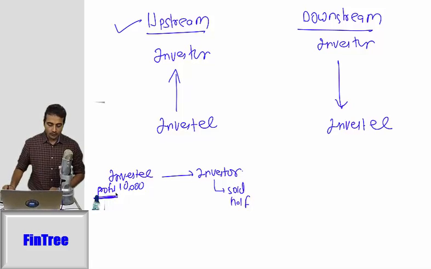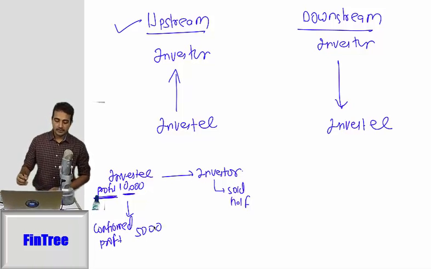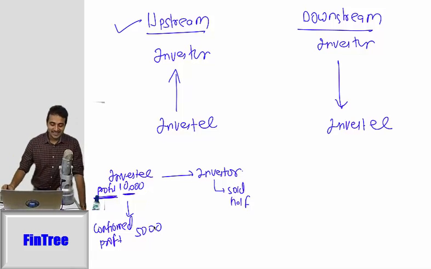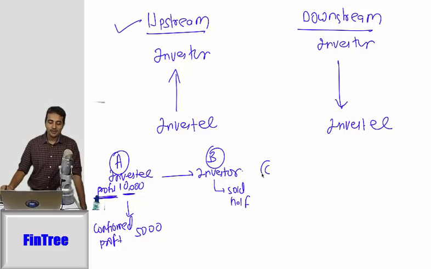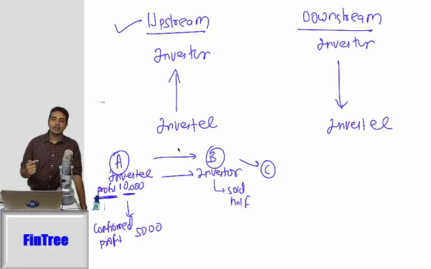So out of that profit of 10,000, the confirmed profit is how much? 5,000. Why confirmed? Because the investee selling to the investor and the investor selling further is the same as the investee selling directly to outsiders. A is the investee, B is the investor, C is an outsider. A sold to B, B sold to C, so in a way A sold to C. We are only worried about the part of the profit which is unconfirmed. Out of that 10,000, 5,000 is anyway confirmed.